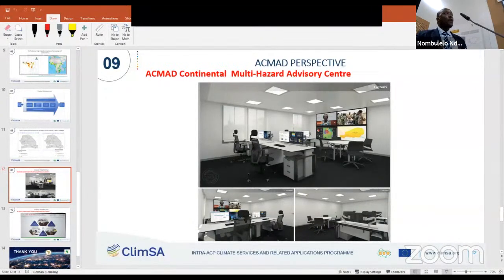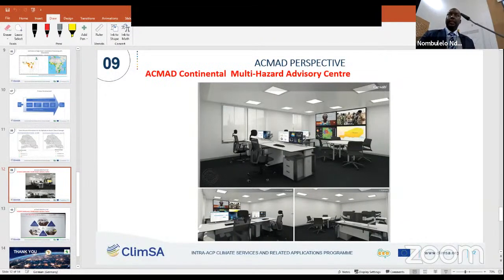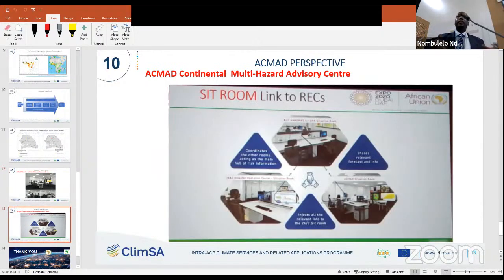And this center will contribute multi-hazard advisory messages and information. And it will not work alone. There is a network. Those centers will be working with the network. There is a center that will be based in ACMAD, that's what I showed you. And there is also the situation room, which will be based at ICPAC, and then the situation room at the African Union Commission in Addis Ababa.